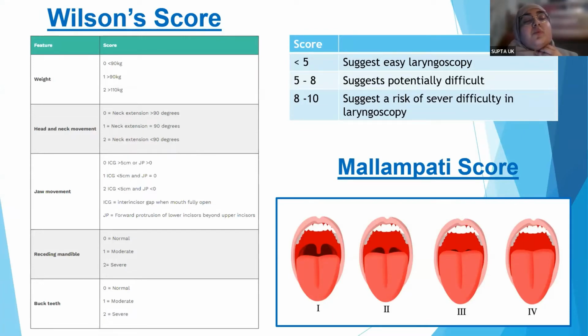So anaesthetists may want to reconsider if, for instance, they were going to let their registrar anaesthetist do it. They may think, oh, I'll do it myself. And then a score of 8 to 10 makes you ask whether it's worth risking a surgery because the airway can't be safely managed. The Mallampati score is used to predict the ease of endotracheal intubation.